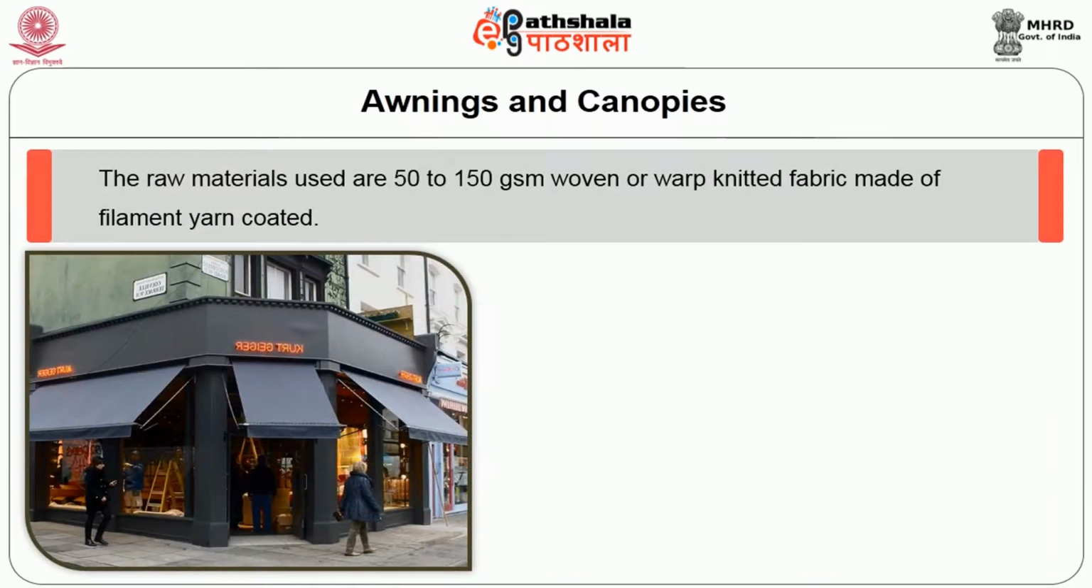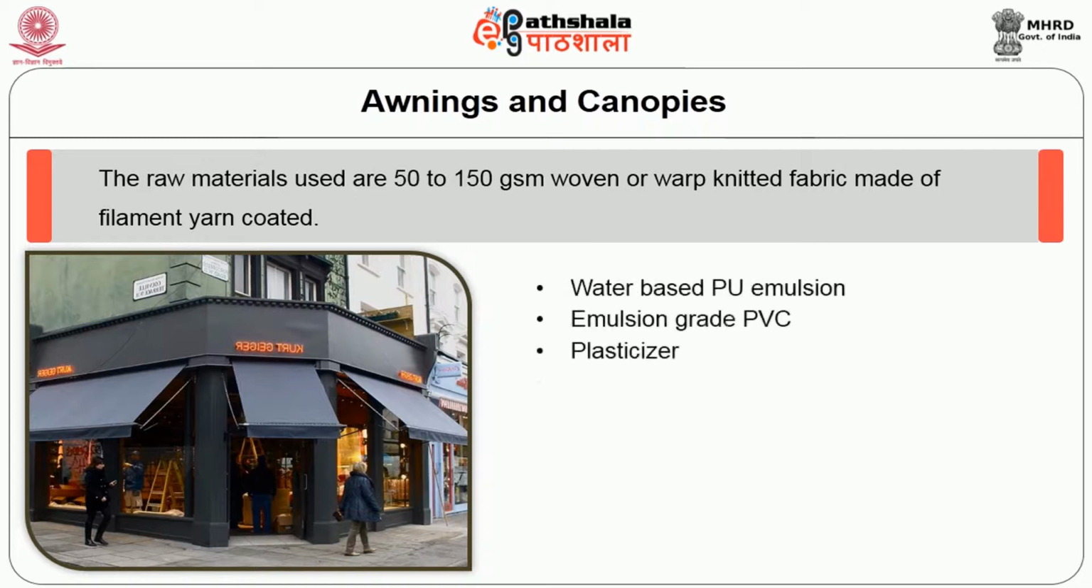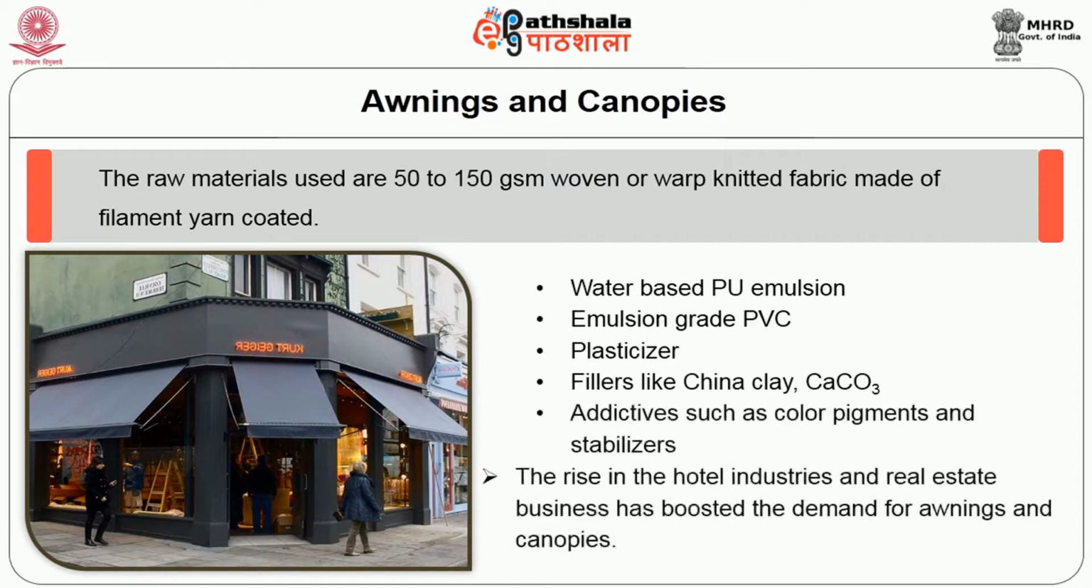The raw materials used are 50 to 150 GSM woven or warp knitted fabrics made of filament yarn coated with water-based PU emulsion, emulsion grade PVC, plasticized fillers like china clay, CaCO3 and additives such as color pigments and stabilizers. The rise in the hotel industry and real estate business has boosted the demand for Awnings and Canopies.